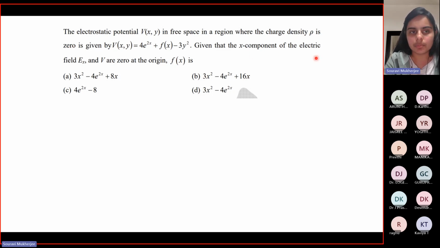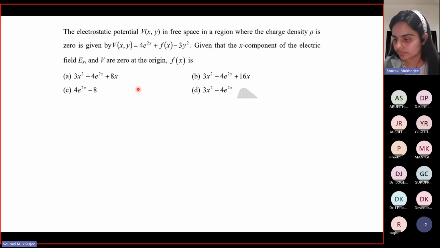And the x component of electric field is 0, and the potential is 0 at the origin, okay? Now these are the three conditions that are given. You are asked to find f(x), right? So how do you solve it? Okay. Now, do any of you have any idea?